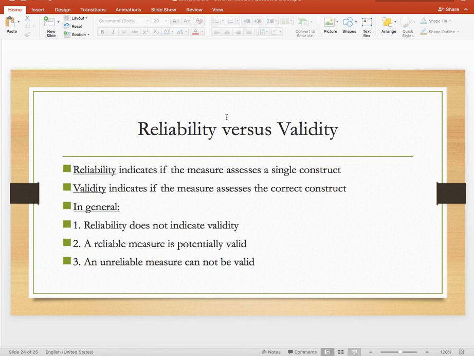Perfect. And last, an unreliable measure can never be valid. In other words, if your measure is unreliable, if you have not satisfied stability or consistency, and you are an unreliable assessment tool, then you are not a valid assessment tool. Everyone good? Okay, why? If you're unreliable, why can you not be valid?